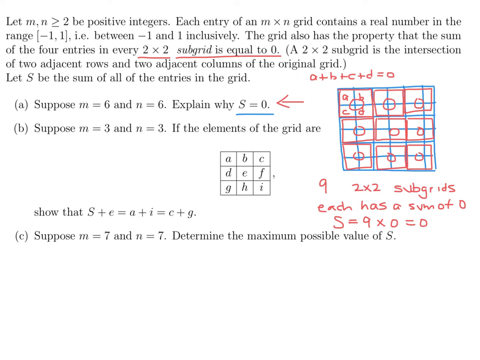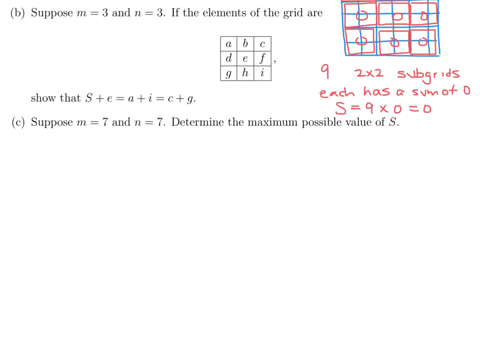Okay, part B. Part B says, suppose M is 3, N is 3, and the elements of the grid are A, B, C, D, E, F, G, H, I. Show that S plus E is equal to A plus I is equal to C plus G. So, based on this grid, we can tell that the total sum, S, is going to be the sum of all the entries, which is A plus B plus C plus D plus E plus F plus G plus H plus I, correct?